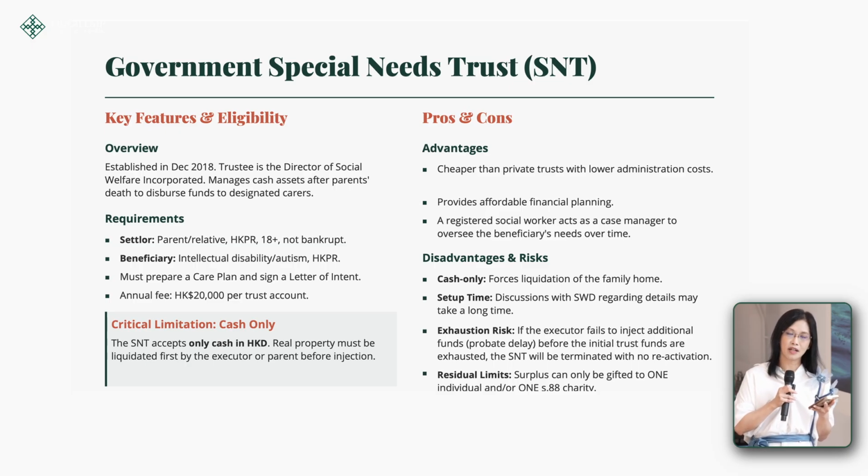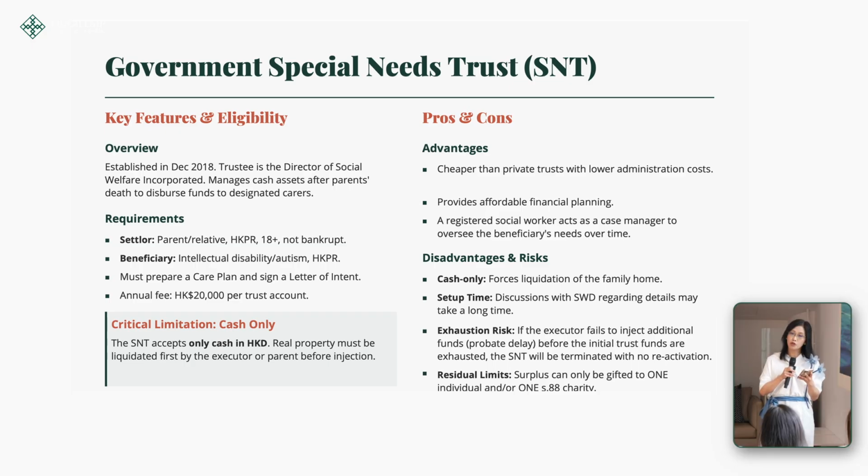If your executors take a lot of time to deal with the probate, the initial trust fund may be exhausted before the additional funds can be injected. And in that situation, the SNT will be terminated with no possibility of reactivation.